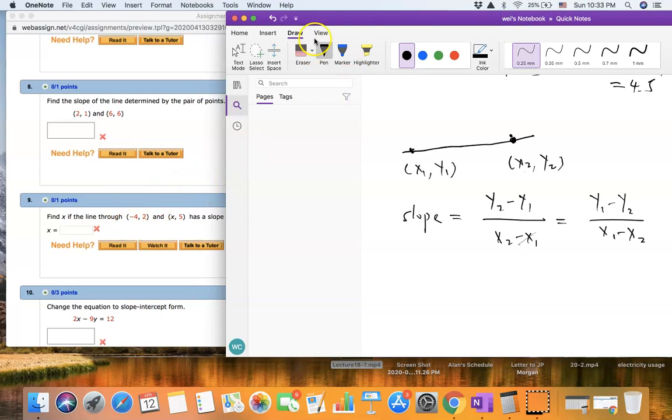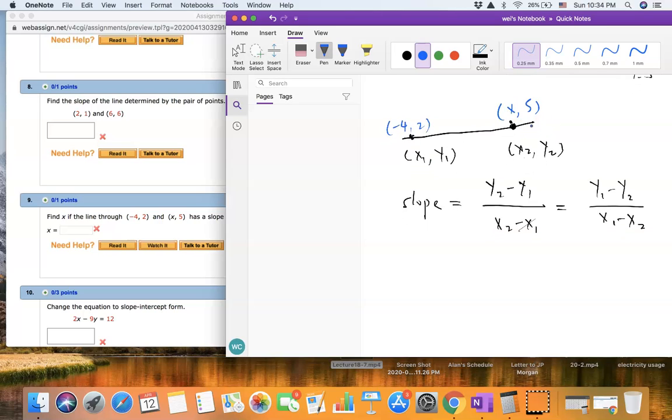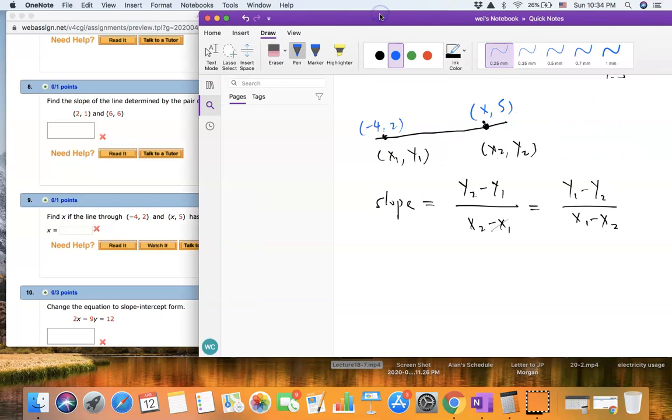Okay, so in this case, we are given that one of the points is (-4, 2). Let me call this the first point. For the second point, the x coordinate we don't know. That's what we want to find, and we know the y coordinate, and we know the slope. We know the slope is 2/9.